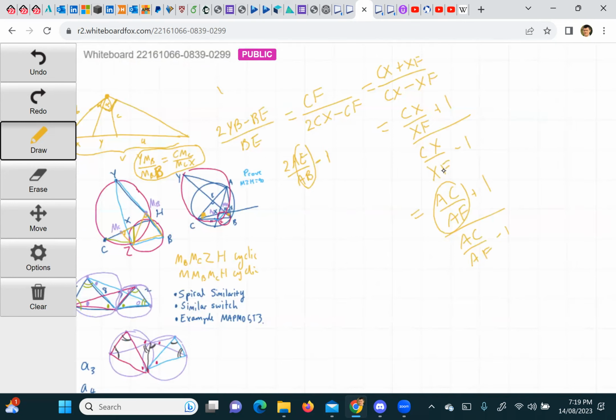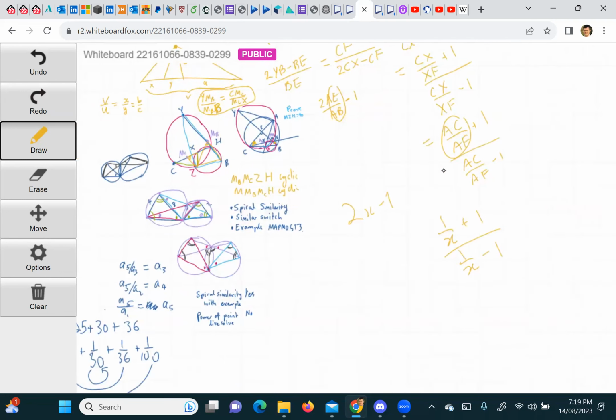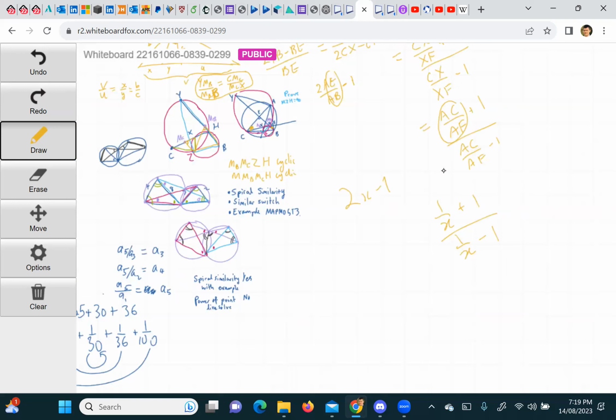AE on AB is the same as AF on AC. So this is 2x minus 1. And the other thing is 1 on x plus 1 on 1 on x minus 1. Surely that's not the same. Look at this.